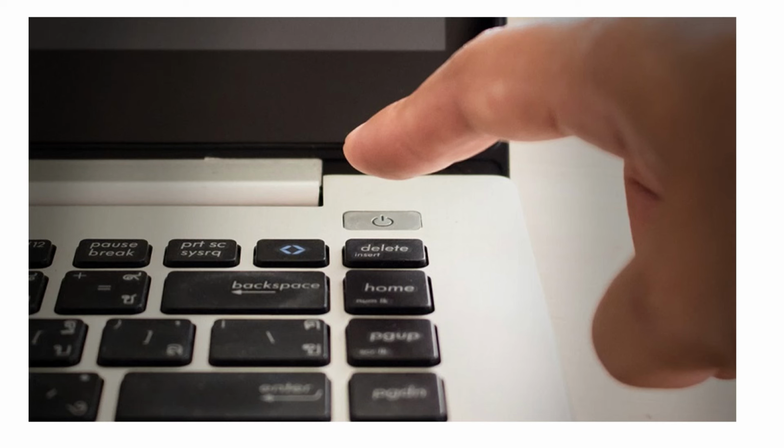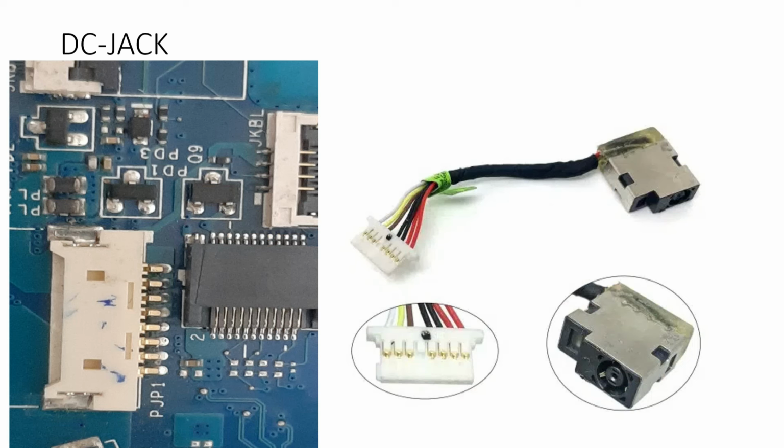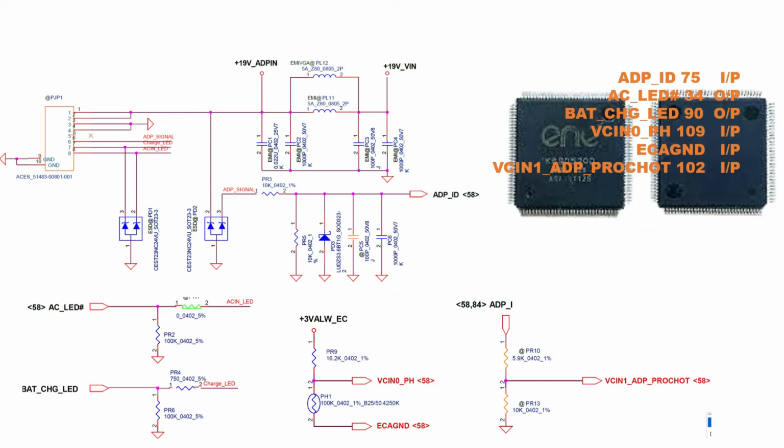Here is the final summary before pressing the power button on. What sections will be active? So let's have a glance. First thing, this is the motherboard LA-K201P. Next you will connect the DC jack. After that, once you connect the DC jack, the adapter ID will go to the IO, and the AC LED and charge LED will come from the IO. It's output from the IO.